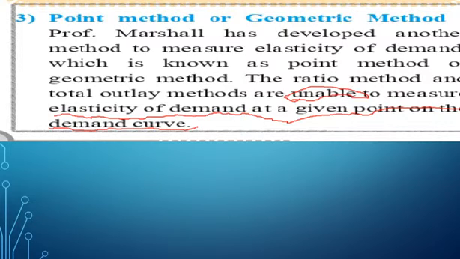Means in the percentage method or ratio method, and in the total outlay method or total expenditure method, only percentage is calculated, and in the second method the elasticity is calculated on the basis of outlay or expenditure. But exactly in a given demand curve at a specific point, what the elasticity of demand is at that point is not measured. That's why Professor Marshall explained another method of measuring elasticity of demand, that is the point method or geometric method.